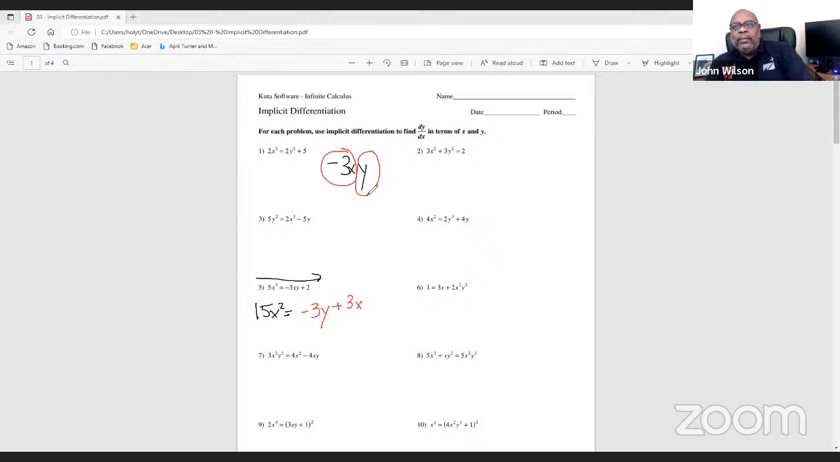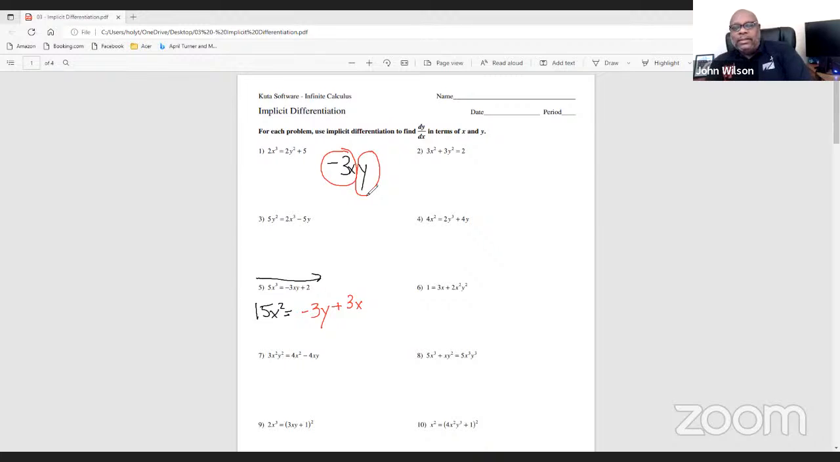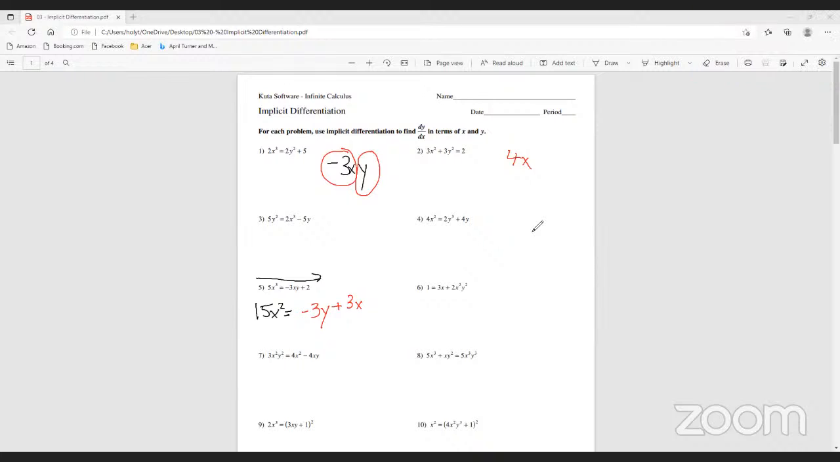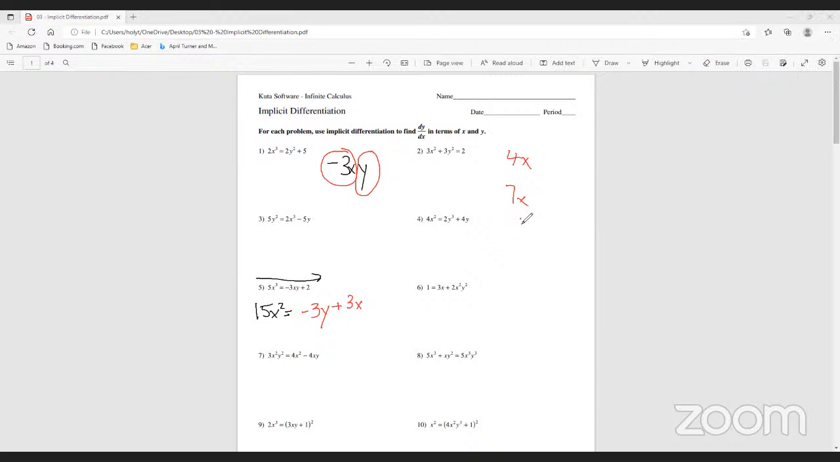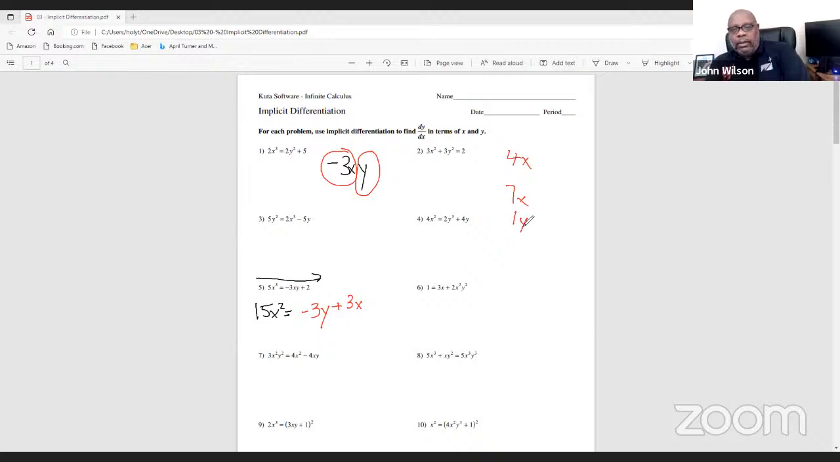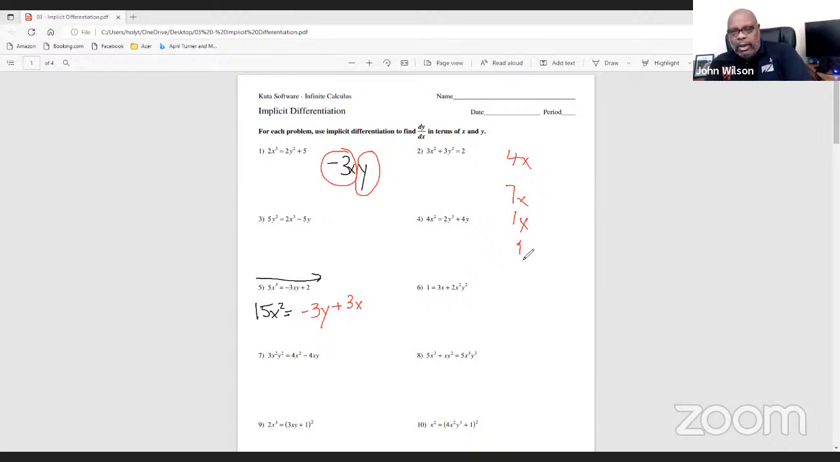1 y prime or dy dx? Let me ask you this: what's the derivative of 4x, if I just said that? What will you tell me? 4. Derivative of 7x, what will you tell me? 7. So the derivative of 1y, what would you tell me? 1, right? I'm sorry, 1x. You tell me 1, right?